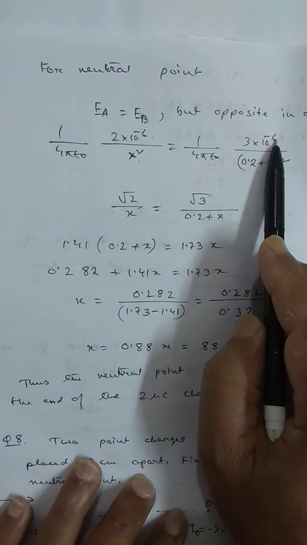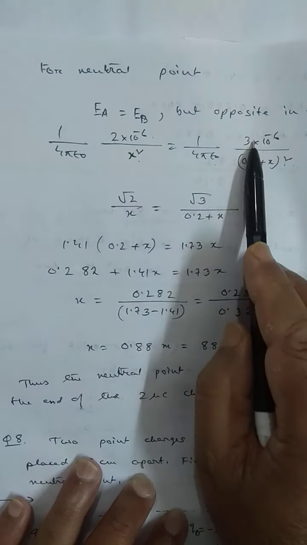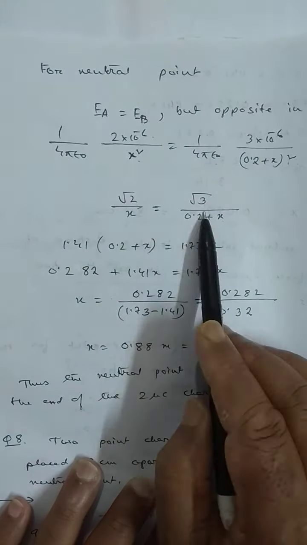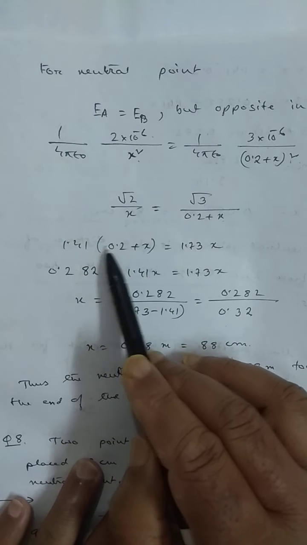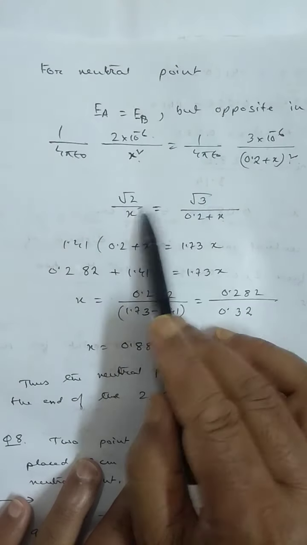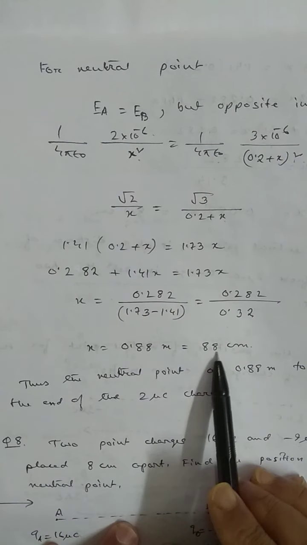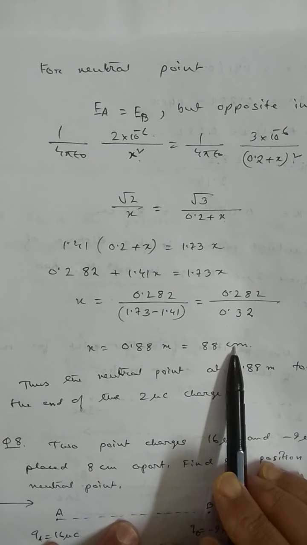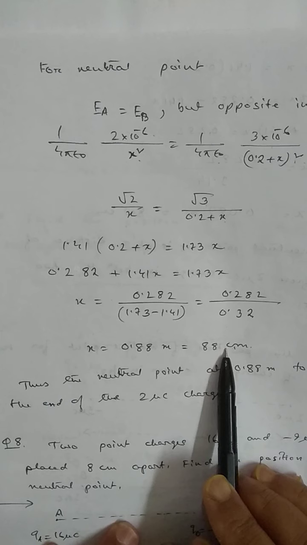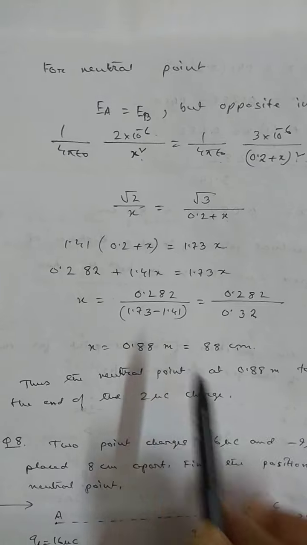10 to the power minus 6 gets cancelled. I take the square root: square root of 2 by x equals square root of 3 by 0.2 plus x. Square root of 2 means 1.41, this side comes here. Therefore 1.41 into 0.2 plus x. Square root of 3 means 1.73. So 1.73 into x. Remove the bracket. So what is the value of x? x is 88 centimeter. That means the neutral point is towards the end of the smaller magnitude charge, at a distance of 88 centimeter or 0.88 meter.